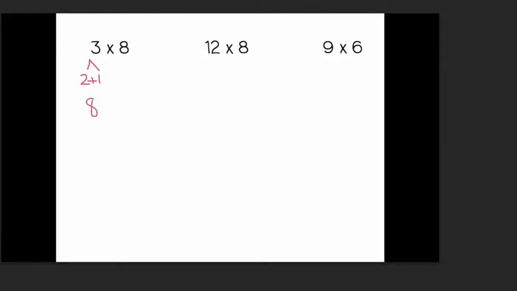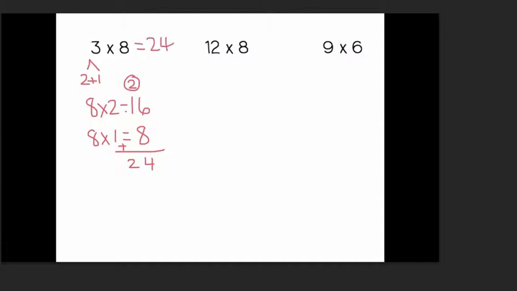Let's do 8 times 2, that equals 16. And we know that 8 times 1 equals 8. Now, let's add those two together. 8 plus 16 is 24. So I know that 3 times 8 equals 24.